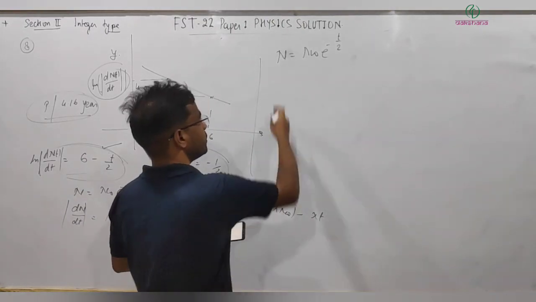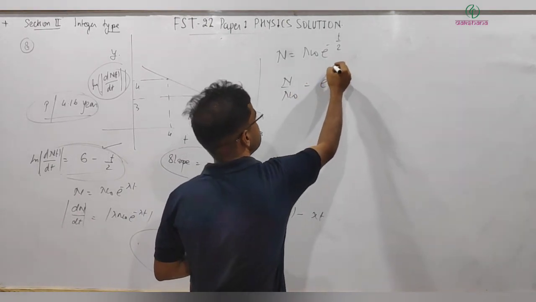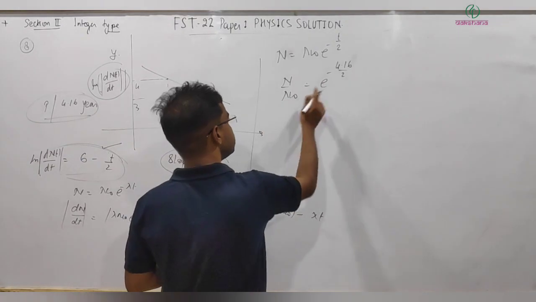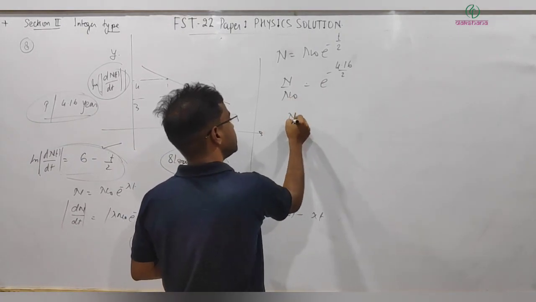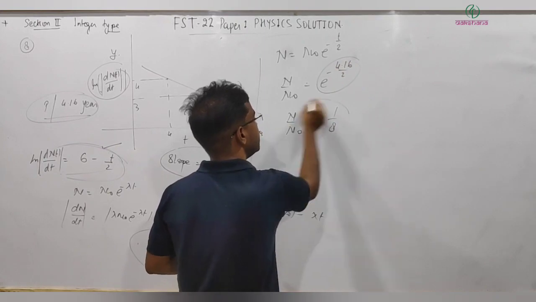So let me first calculate this fraction, n by n naught, e raised to minus t, where t is 4.16 divided by 2. This we can calculate. Actually, solving it, n by n naught, the value of this expression is 1/8.